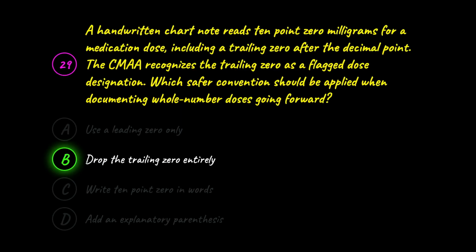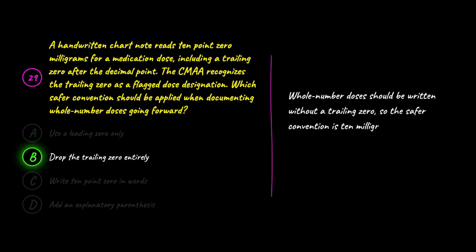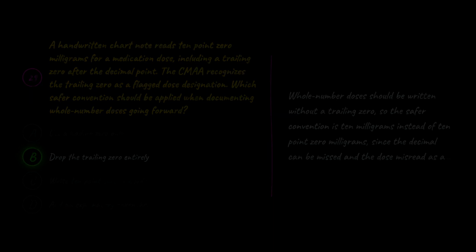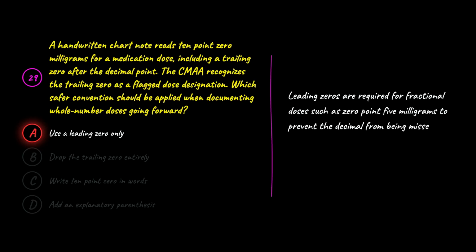The correct answer is B. Drop the trailing zero entirely. B is correct because whole number doses should be written without a trailing zero. So the safer convention is 10 milligrams instead of 10.0 milligrams, since the decimal can be missed and the dose could be read as 100. A is wrong because leading zeros are required for fractional doses such as 0.5 milligrams to prevent the decimal from being missed, but that rule does not address whole numbers needing a trailing zero removed.